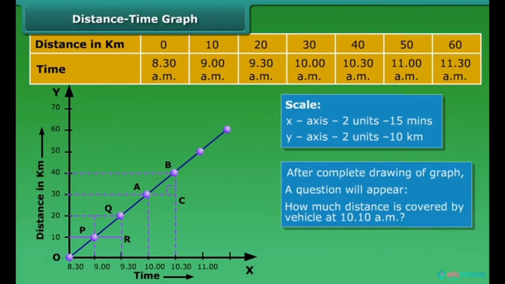After completing the drawing of the graph, this is a question. How much distance is covered by a vehicle at 10:10 a.m.? You can clearly see it is 30 km. If we want to find out the speed, then you have to take the time interval.